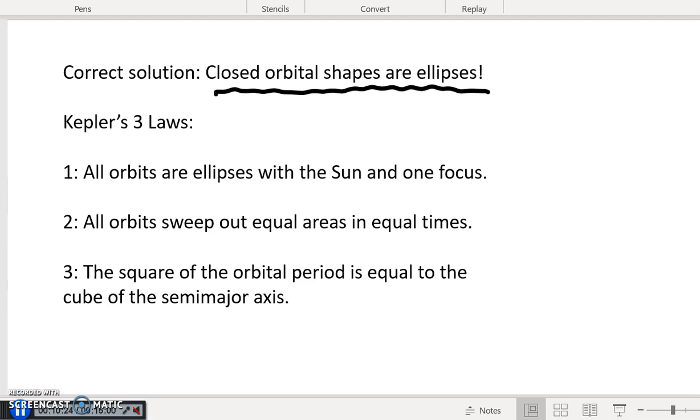And as a result of this, Kepler discovered 3 laws. And the first law is that all orbits are ellipses and the sun is at one focus. Now, don't worry too much, okay? We're going to explain what ellipses are shortly, but keep this statement in your back pocket for the moment, okay? And number 2, all orbits are going to sweep out equal areas in equal times. And number 3, the square of the orbital period is equal to the cube of the semi-major axis, okay? Now, there's a lot in that statement, okay? But we're going to unpack it, so don't worry.